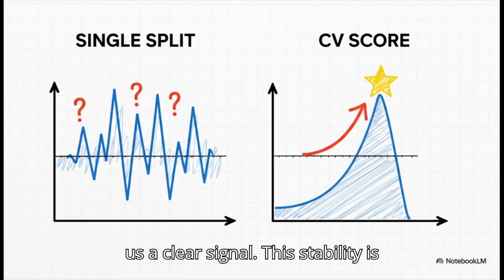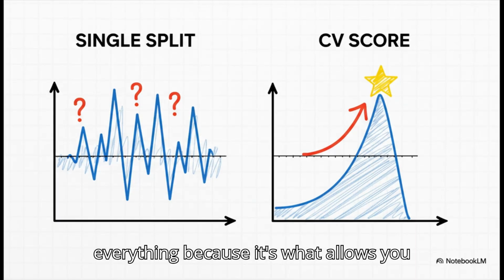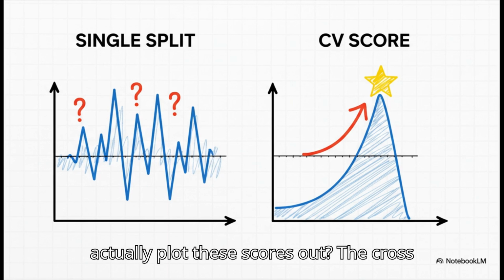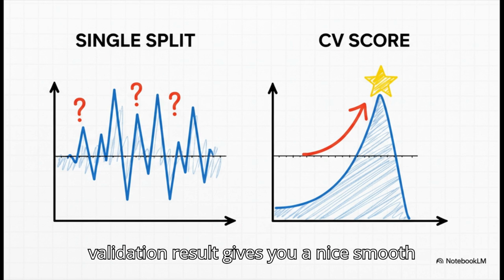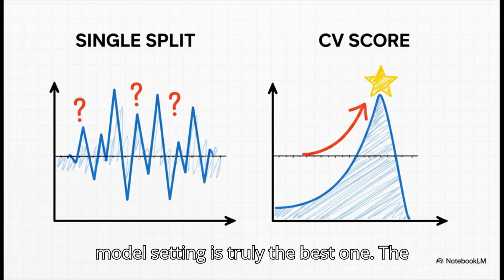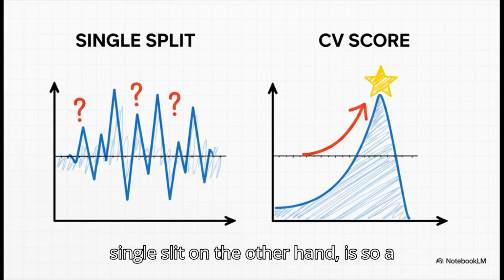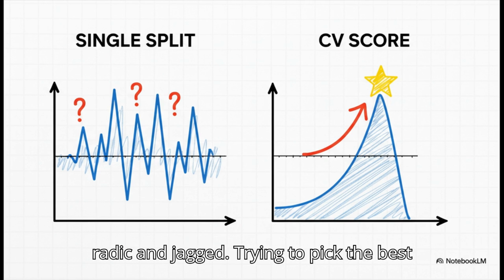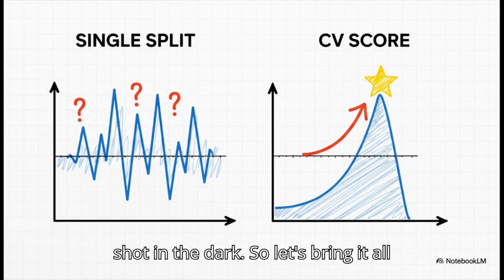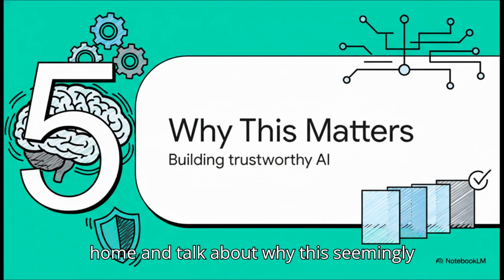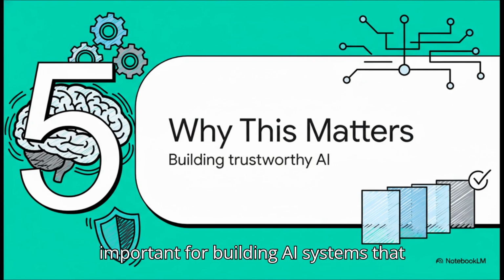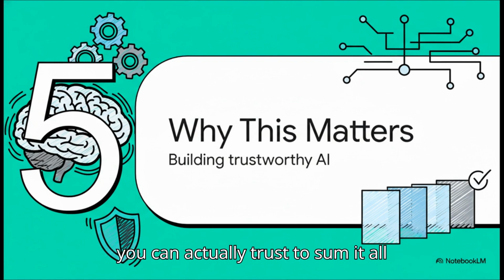This stability is everything because it's what allows you to make confident decisions. When you actually plot these scores out, the cross-validation result gives you a nice, smooth curve, making it super easy to see which model setting is truly the best one. The single split, on the other hand, is so erratic and jagged, trying to pick the best setting from that is pretty much just a shot in the dark. So let's bring it all home and talk about why the seemingly small technical detail is so incredibly important for building AI systems that you can actually trust.